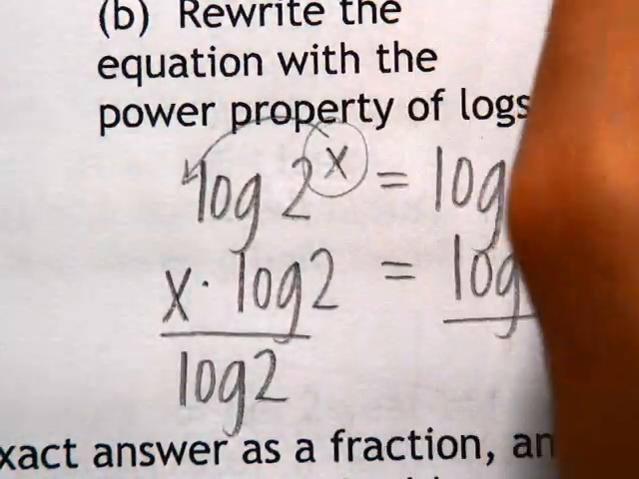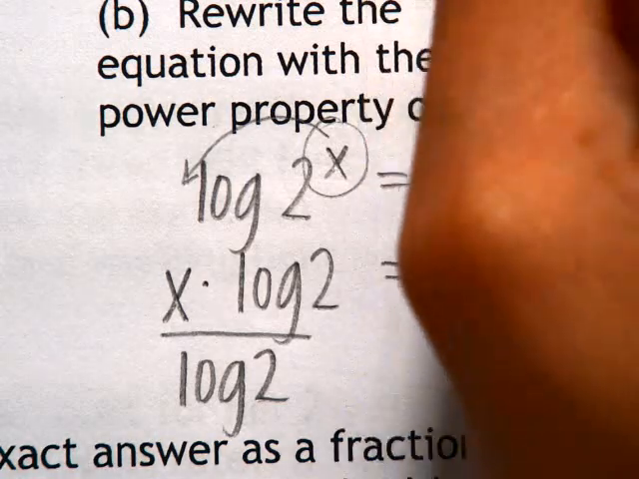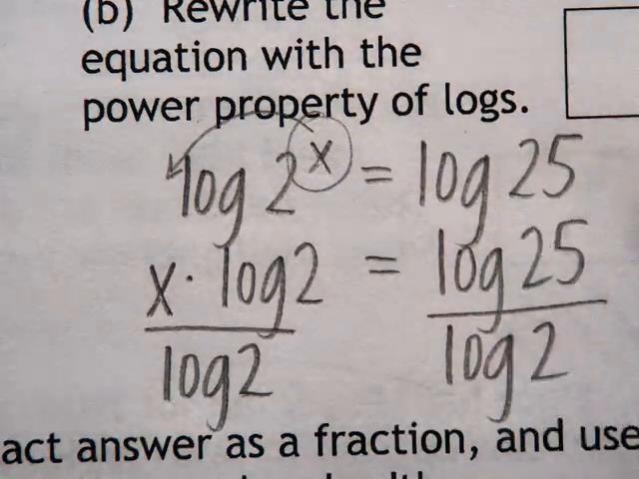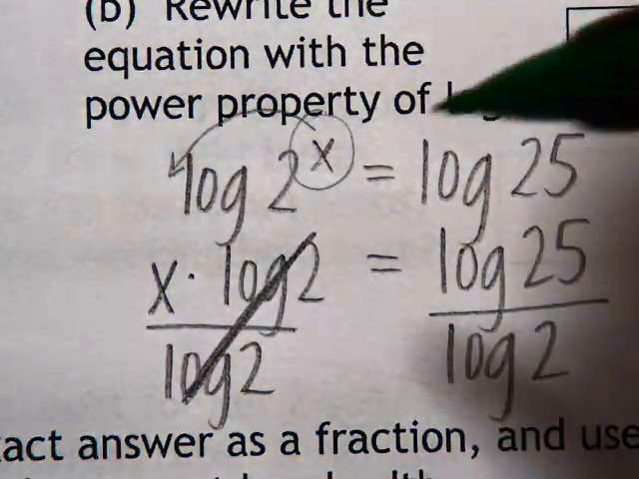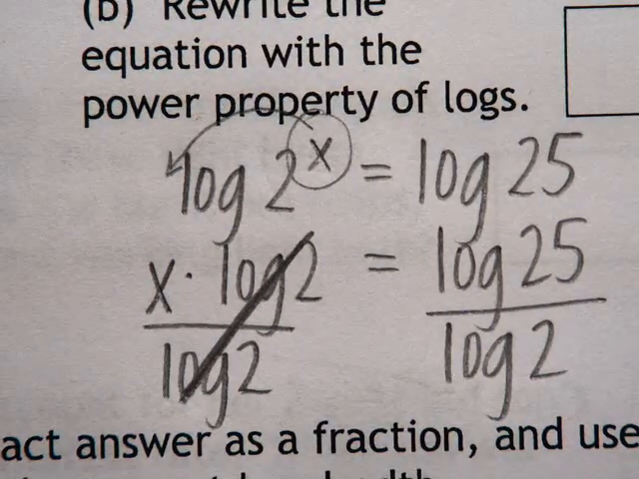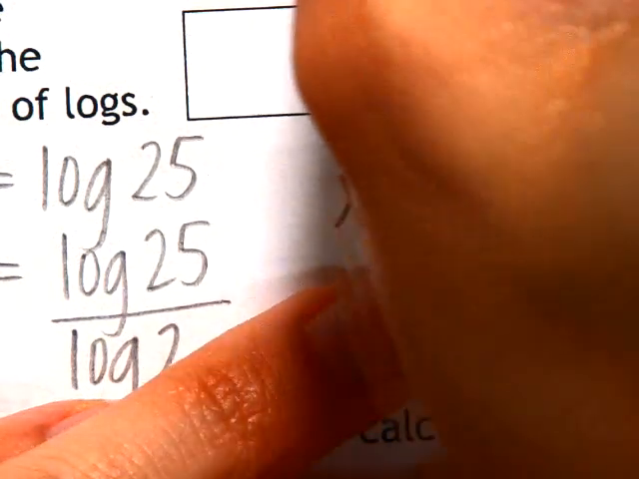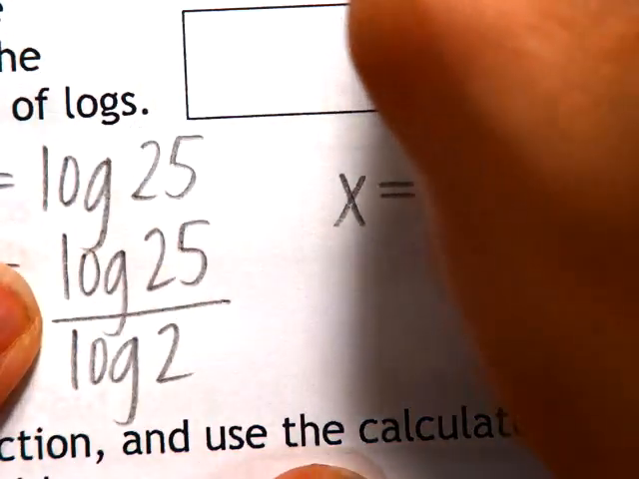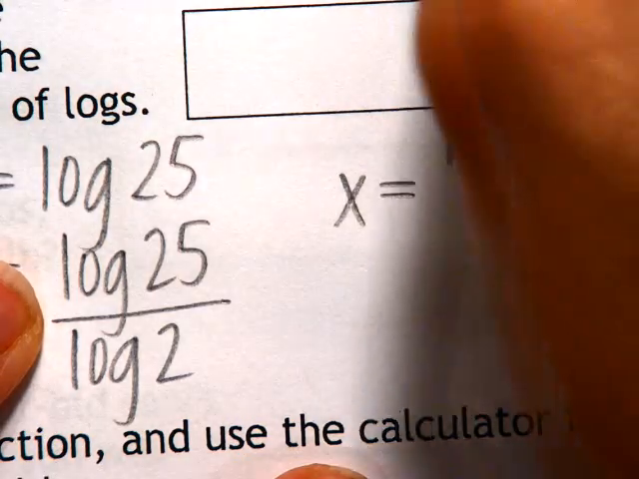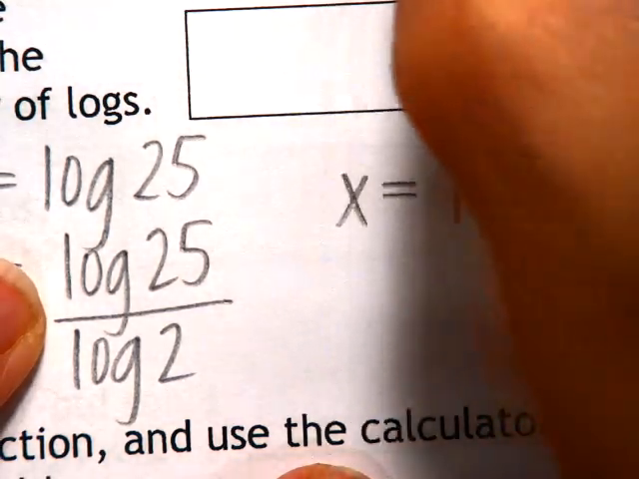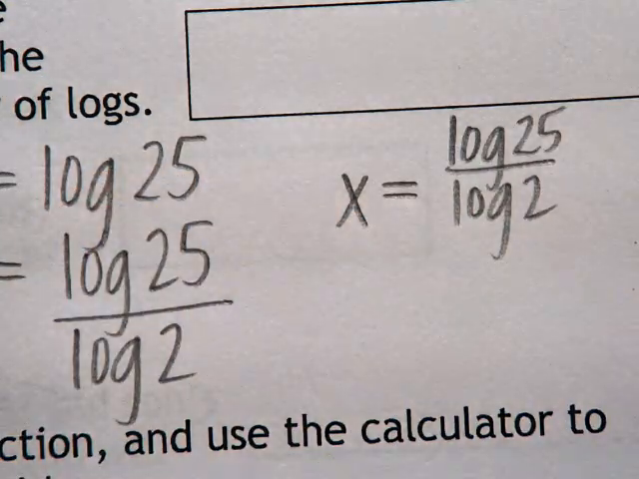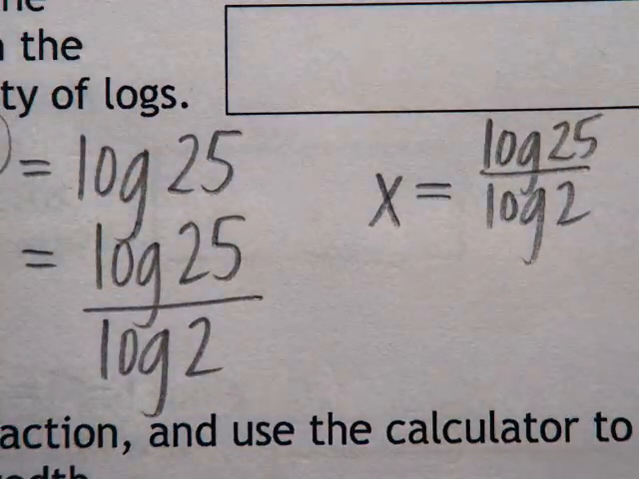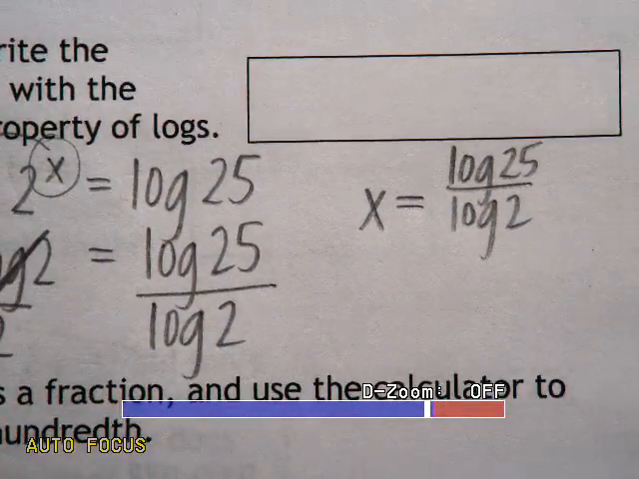So I'll divide by whatever log 2 is. It's awkward to divide by something like log 2 because we don't really know what that is yet. But notice if we just go through the motions, the log 2's cancel, and x is by itself. That's what we wanted. X is now equal to, and then I have this weird fraction, log 25 over log 2. That does not look like an answer, but it's actually something a calculator can handle.